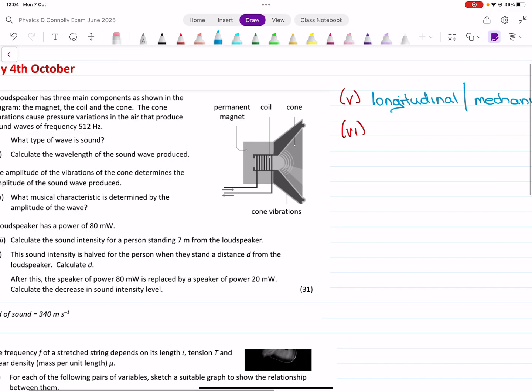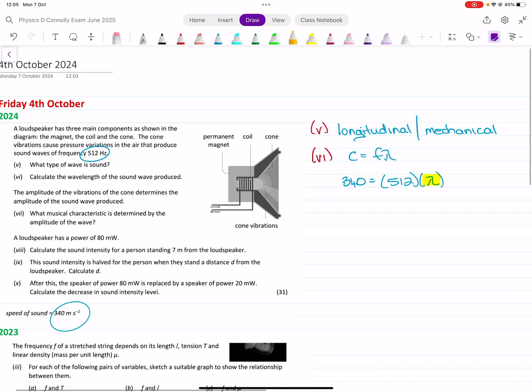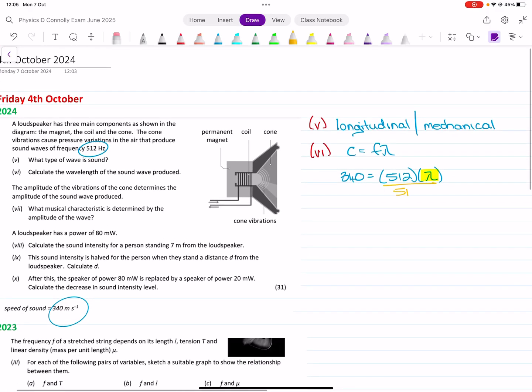Calculate the wavelength of the sound produced. So that's going to be c equals f lambda. c is down the bottom here, 340. f is the 512. Lambda. Isolate the lambda by dividing by 512 to cancel. Divide by 512 to balance. 0.66.